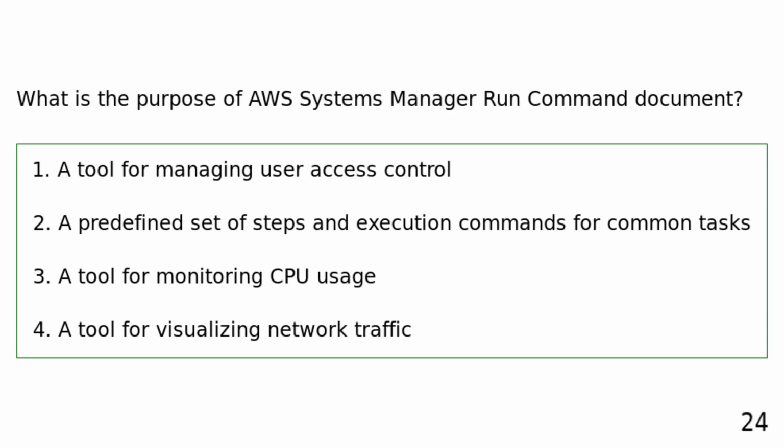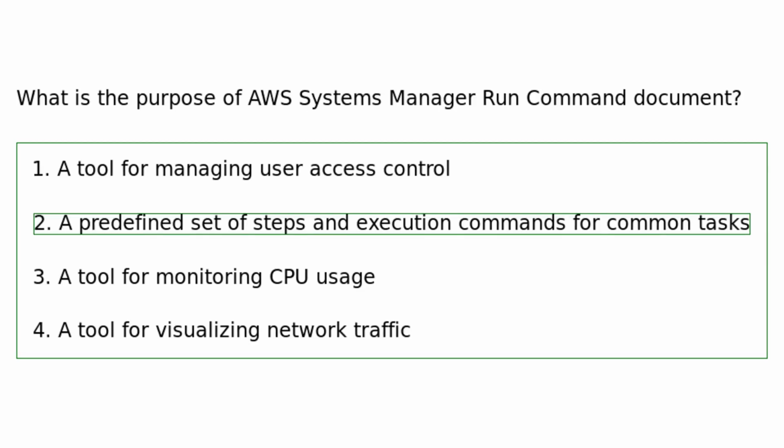What is the purpose of AWS Systems Manager Run Command Document? A tool for managing user access control. A predefined set of steps and execution commands for common tasks. A tool for monitoring CPU usage. A tool for visualizing network traffic. Run command documents in AWS Systems Manager define a set of steps and execution commands that are needed to perform common operational tasks, enabling consistency and repeatability in running commands on instances.